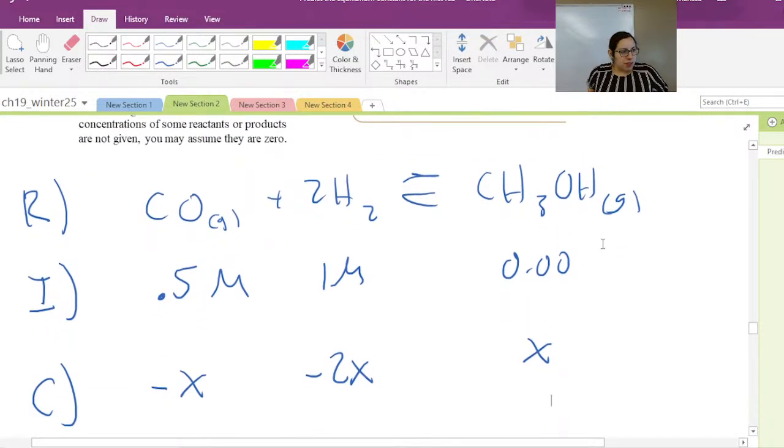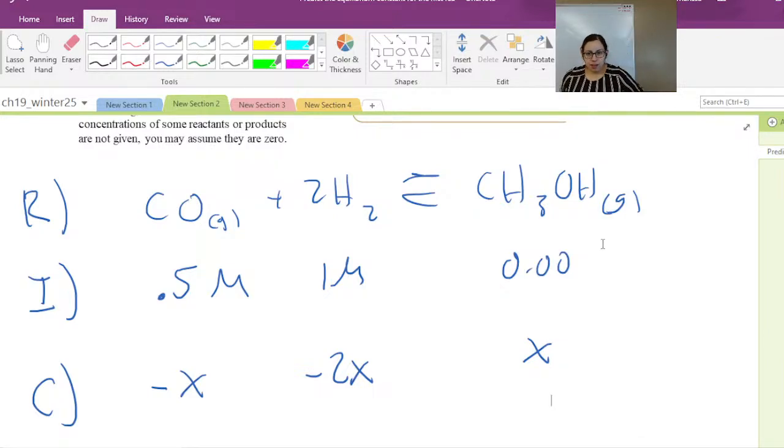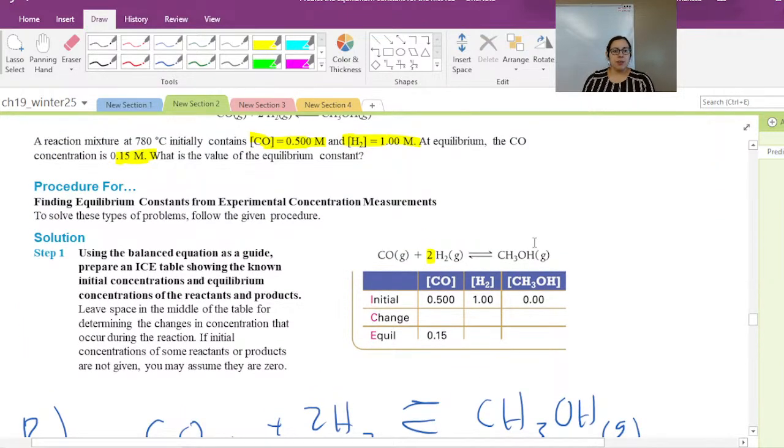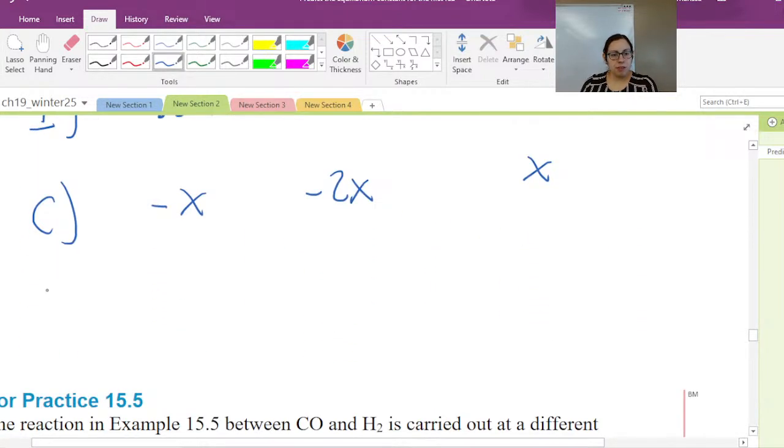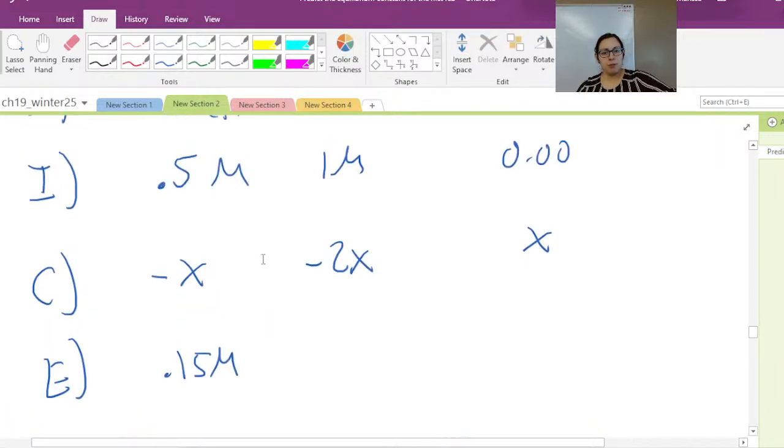Okay, so now this is looking good and kind of teasing to solving it. And again, all the math you're going to be doing. The last thing that it told us was at equilibrium, the CO was 0.15 molar. So now E for equilibrium. All right, well now we can start solving for things.